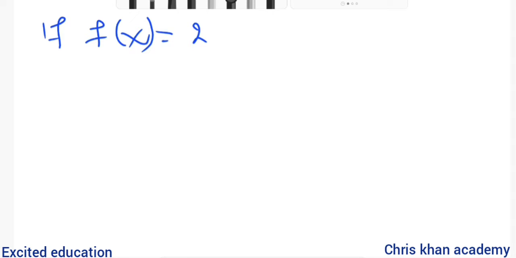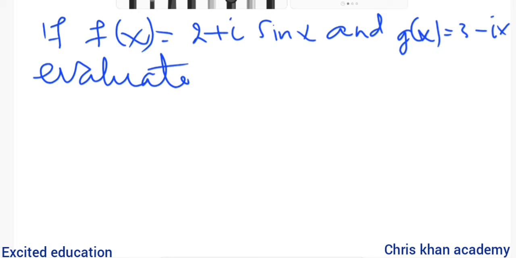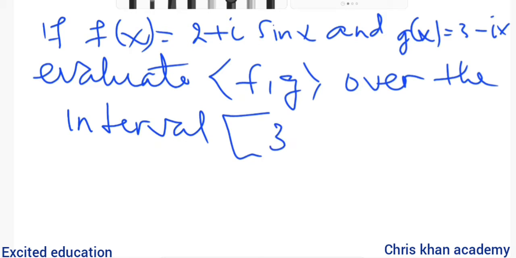So we have the question which states that if f(x) is equal to 2 plus i sin x and g(x) is equal to 3 minus i x, evaluate the inner product of f and g over the given appropriate interval, which is 3 to 2 pi.